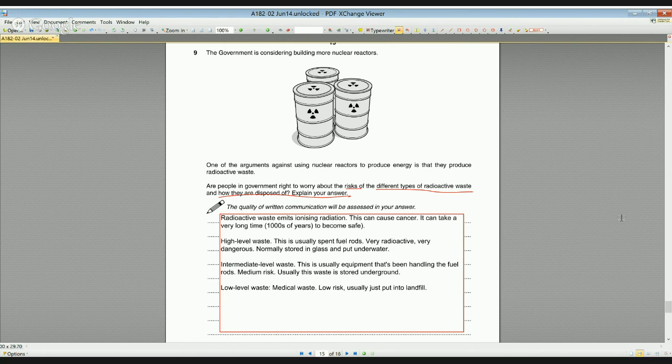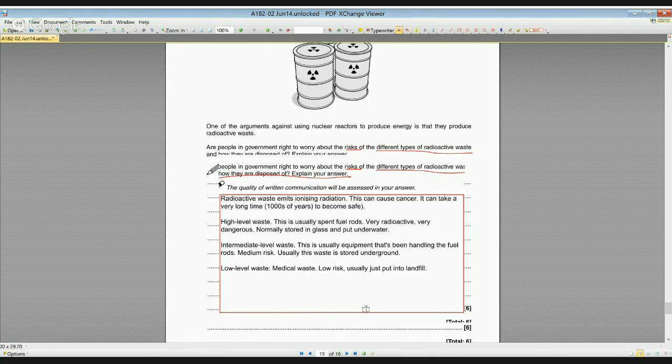Okay, and so there you have it. You've explained what the risks are of the different types of radioactive waste, and you've referred to the different types of radioactive waste as well, which brings us to the end of question 9. And that's the end of this exam paper.